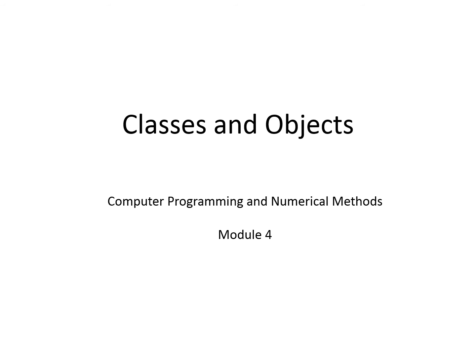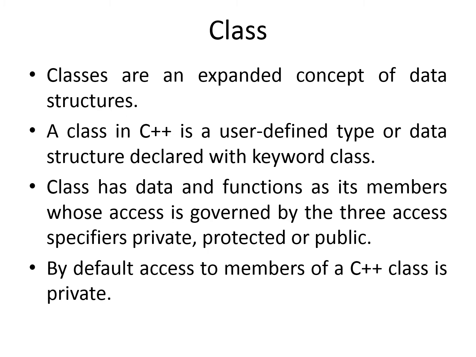Today we are going to learn classes and objects in C++. First, let's see what a class is. A class is a user-defined data type. Based on the necessity of the user, you can define a class. The keyword used is class. That is, write class and then write the class name.